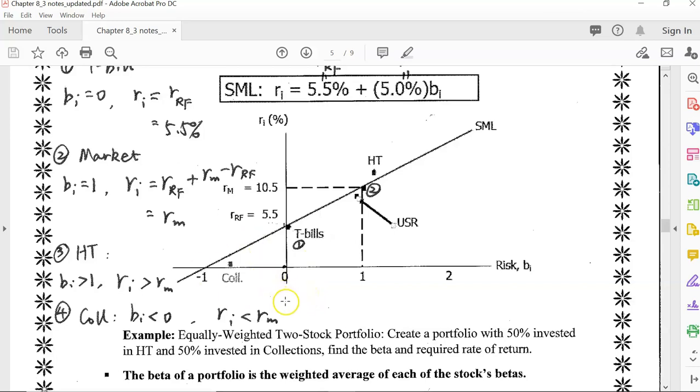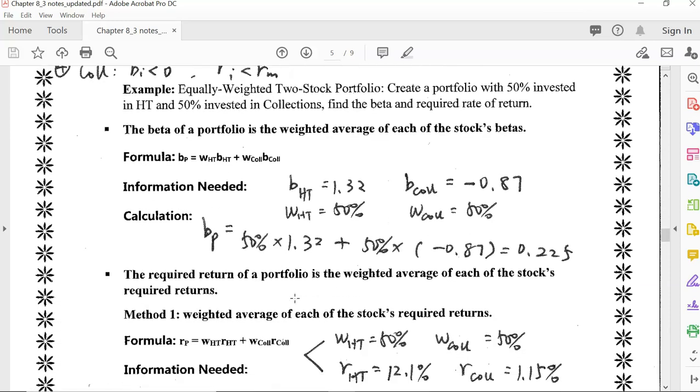So here is the security market line. Let's look at an example here. If we have an equally weighted two stock portfolio with 50% invested in high tech and 50% invested in collectibles, we can find the beta and required rate of return for the portfolio by taking the weighted average beta of the stocks in the portfolio as the portfolio beta. And we take the weighted average of the stock returns in the portfolio as the portfolio return.